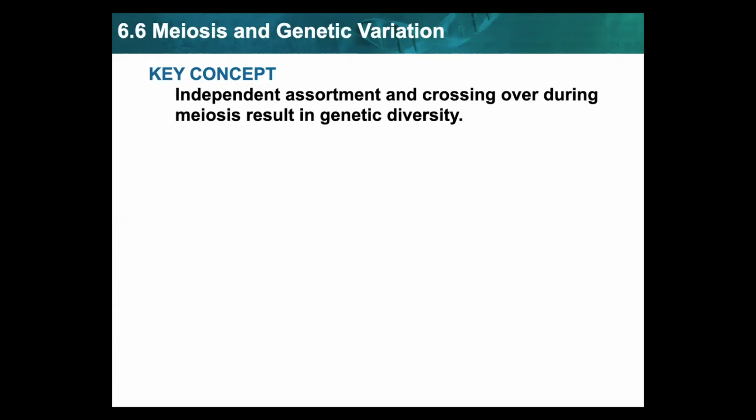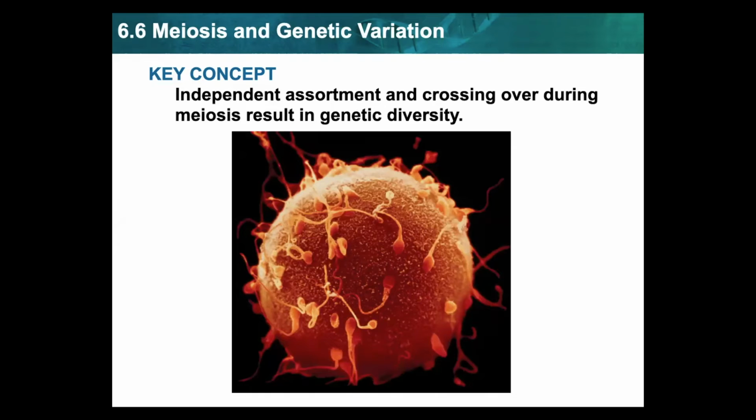Independent assortment and crossing over during meiosis result in genetic diversity. So these two ways ensure that the genes are shuffled and crossed over in order to have different kinds of traits in the children. So a parent might carry the gene for blonde hair and brown hair, and the gene for blue eyes and brown eyes. That can be mixed up. So you might have some kids who have brown hair and blue eyes, some kids who have blonde hair and brown eyes. You have several different outcomes that are possible by mixing up the genes. And so crossing over is what ensures that that happens.